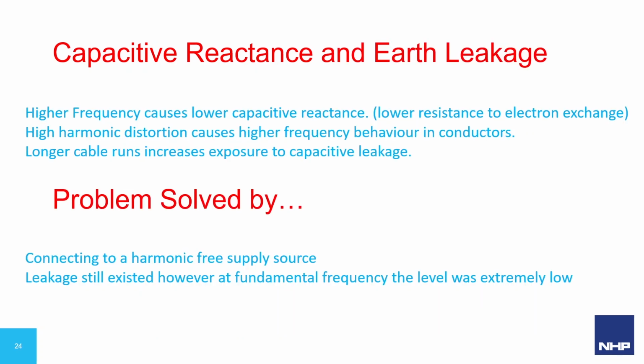So, to sum up in simple terms, higher frequencies cause lower capacitive reactance and potentially increase electron exchange between conductors of a different potential or the earthed trunking or conduits. Harmonic distortion can cause the fundamental frequency to act like a higher frequency for some of its influence on the electrical system. The longer the cable run, the greater the capacitive plate exposure for leakage to occur. The problem was solved by connecting to a supply source with little or no harmonic distortion. Some leakage would still exist, however, in highly diminished quantities so as not to affect the RCBOs protecting the circuit.